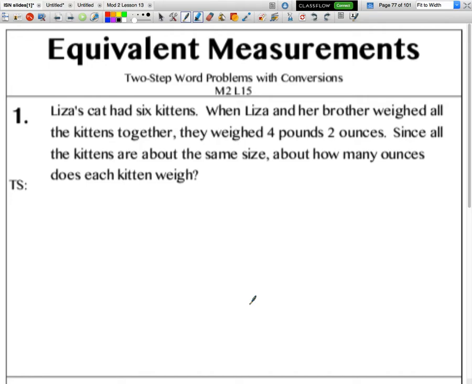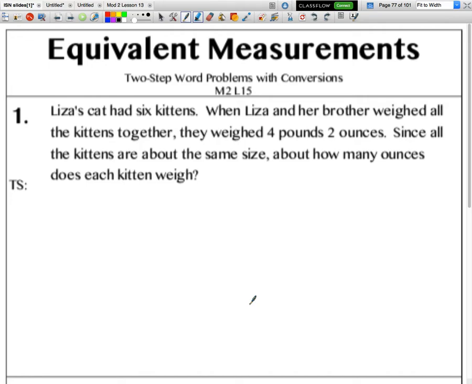All right, number 1. Liza's cat had 6 kittens. When Liza and her brother weighed all the kittens together, they weighed 4 pounds 2 ounces. Since all the kittens are about the same size, how many ounces does each kitten weigh?